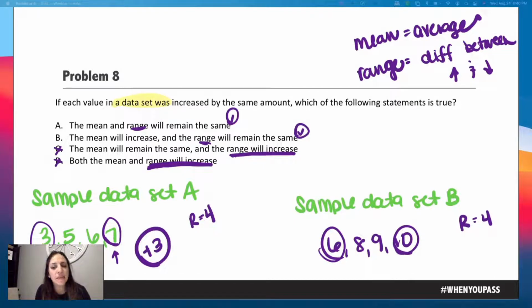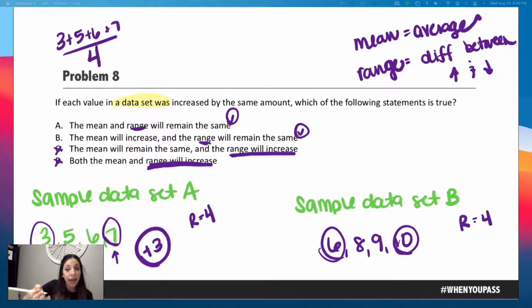Now, what's going to happen to my mean or my average? Well, let's just find out. How do I find average? I add them all up, 3 plus 5 plus 6 plus 7, divided by however many I have, which is 4. I have 1, 2, 3, 4 data sets. What is that going to equal? Well, 3 plus 5 plus 6 plus 7 equals 21, and 21 divided by 4 equals 5.25.